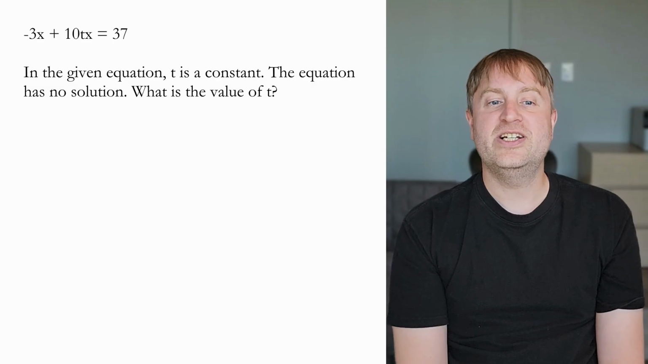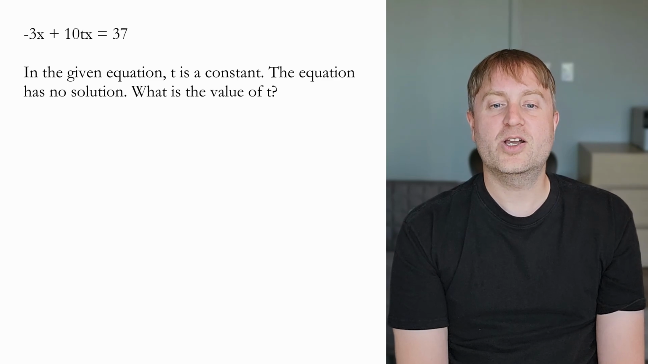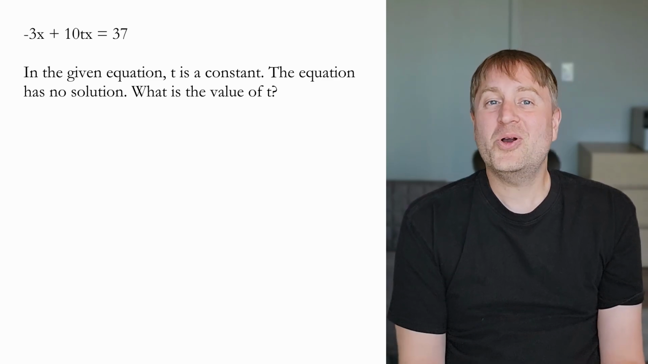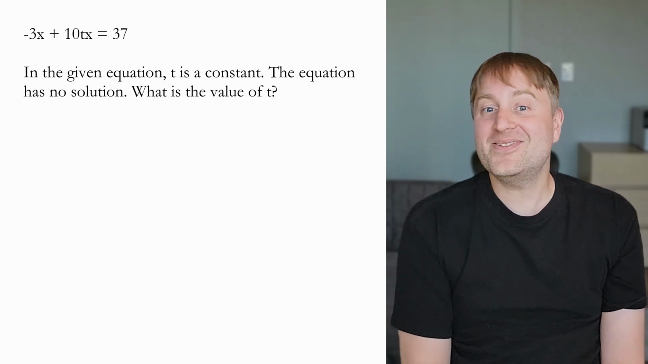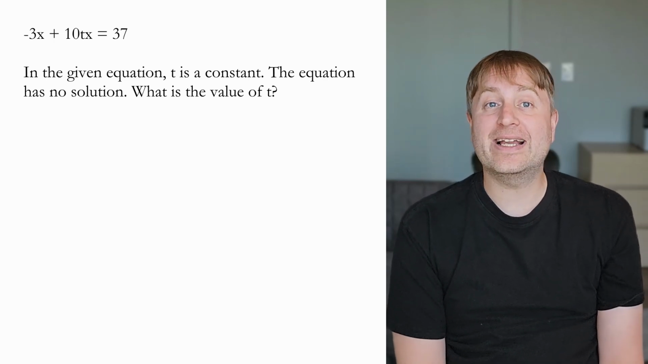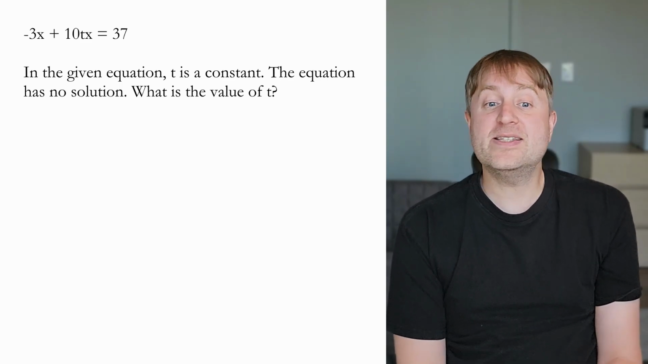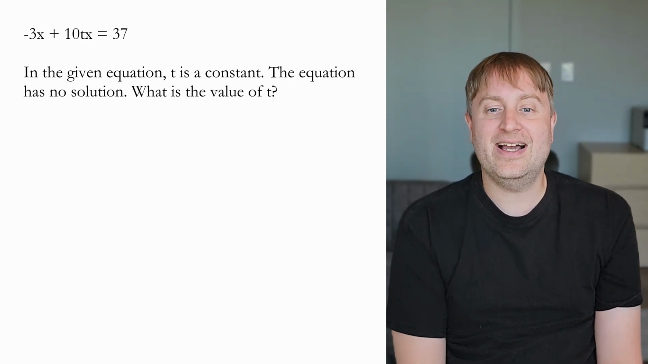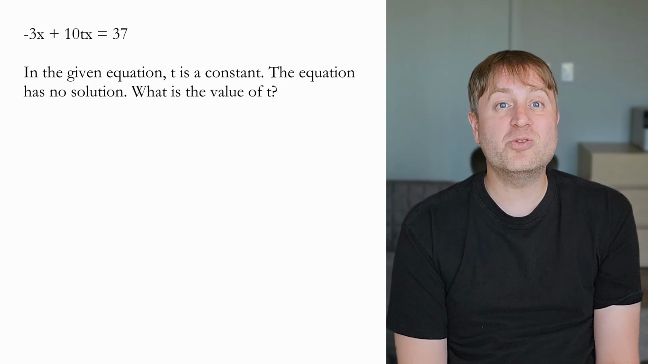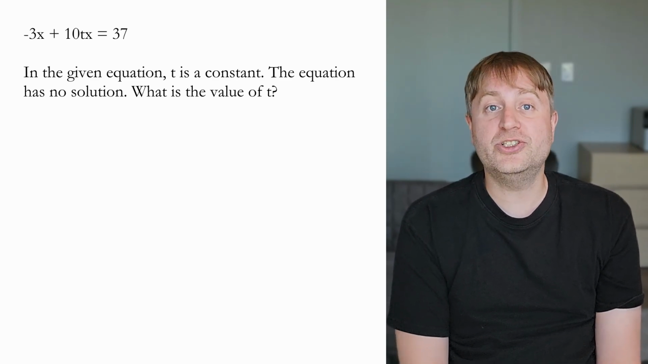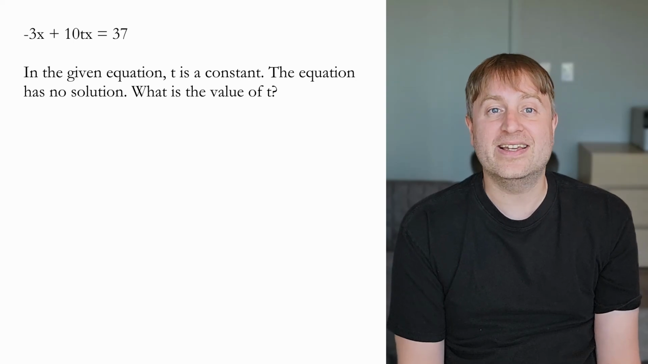In the given equation, t is a constant. The equation has no solution. What is the value of t? Now, a question like this may seem hard, but there's a simple trick. And the trick is to make those terms on the left side cancel out. Because if we do that, we'll get an equation that tells us that 0x equals 37. And an equation like that obviously has no solution, because 0 times anything is 0.